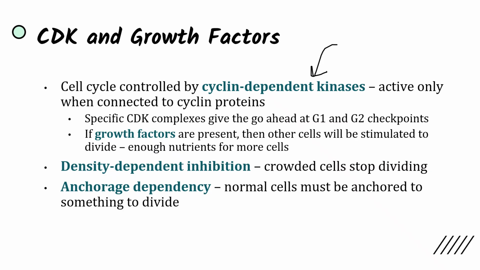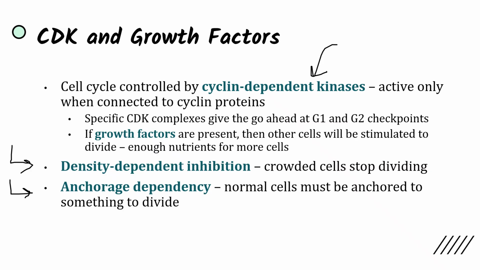And specific CDK complexes give the go-ahead at G1 and G2 checkpoints. Additionally, if certain growth factors are present, then other cells will be stimulated to divide. Essentially, do we have an abundance of nutrients? Because then other cells can start dividing and going through the cell cycle too. And there are two other checks that the cell makes in order to finish the cycle, and this is one, density-dependent inhibition, meaning if there are too many cells in one area of the body, then dividing needs to stop, or else there will be overcrowding and not enough resources for each cell.